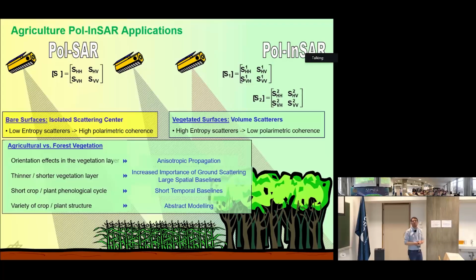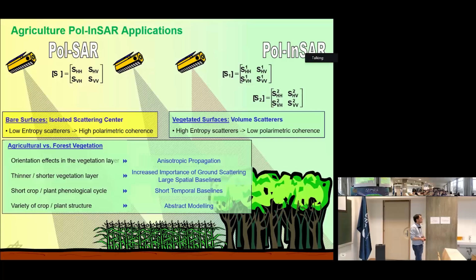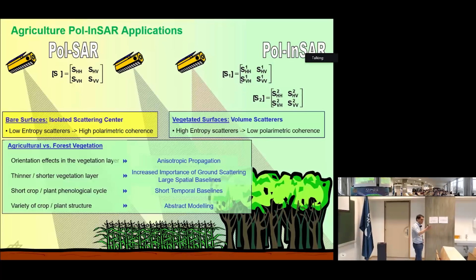And if you like to acquire interferometry in repeat pass, you need very short temporal baselines because agricultural crops grow fast. Three days might be a long time, depending on which point in the phenological cycle you are. So in this case, single pass acquisitions are always preferable. And the modeling starts to be difficult, because maybe thinking that you have just an attenuation factor to model your vertical reflectivity function is not enough, so you may need more parameters.